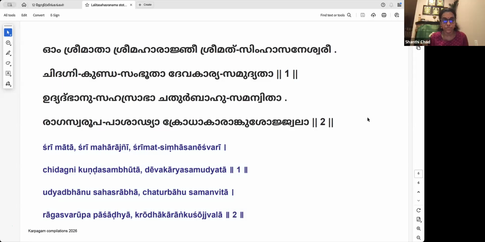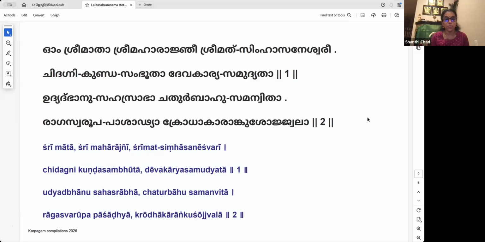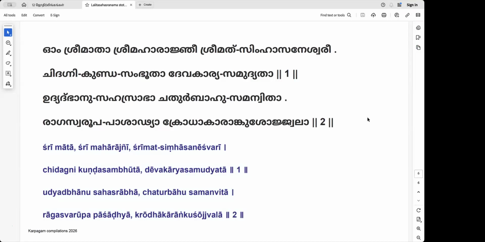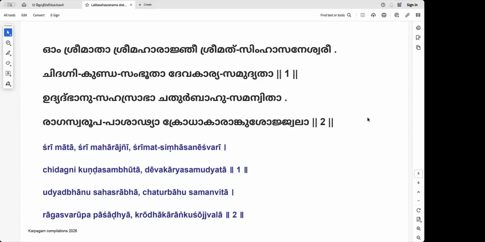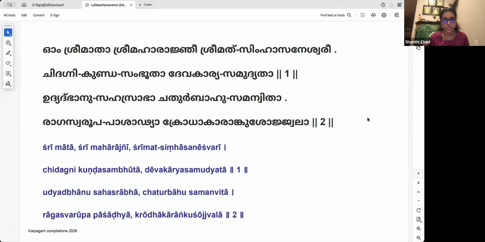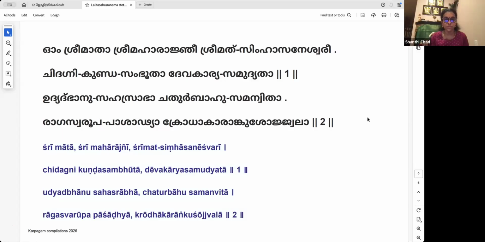Udyadbhanu. So there is no udyat, it is udyadbhanu. Sahasrabha. It is like the name Abha, okay? That is a beauty or brilliance. Sahasrabha. Chaturbahu Samanvita.